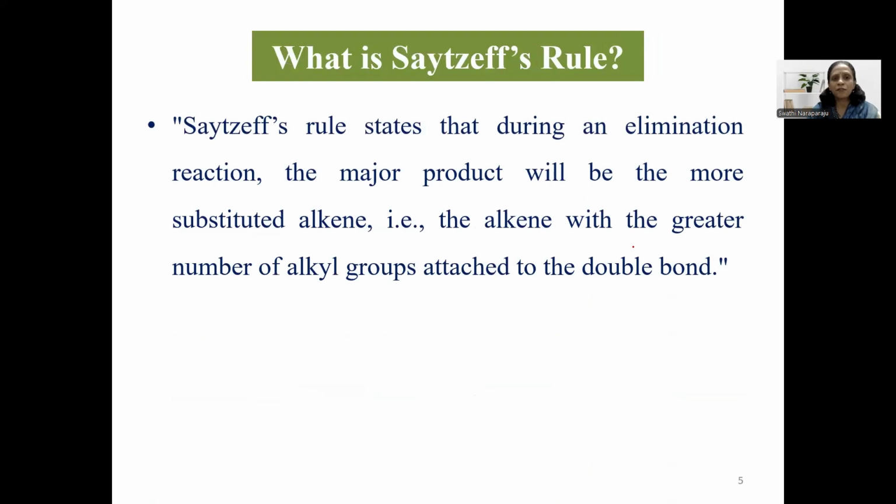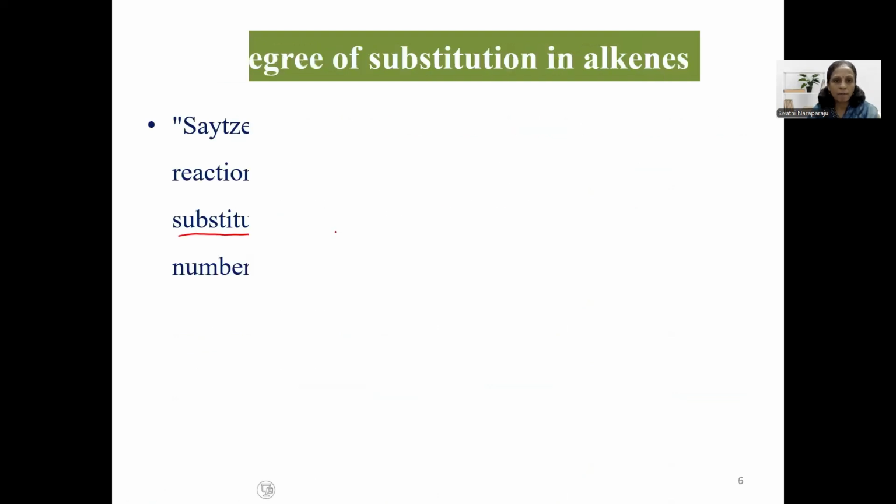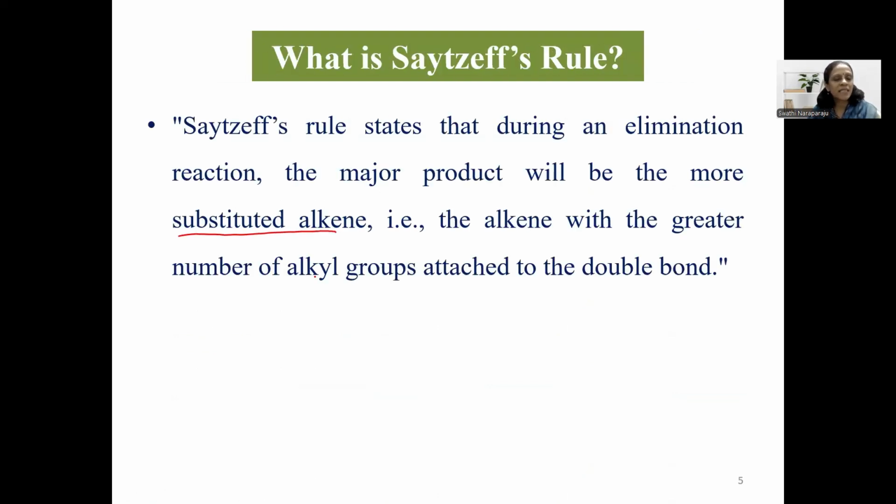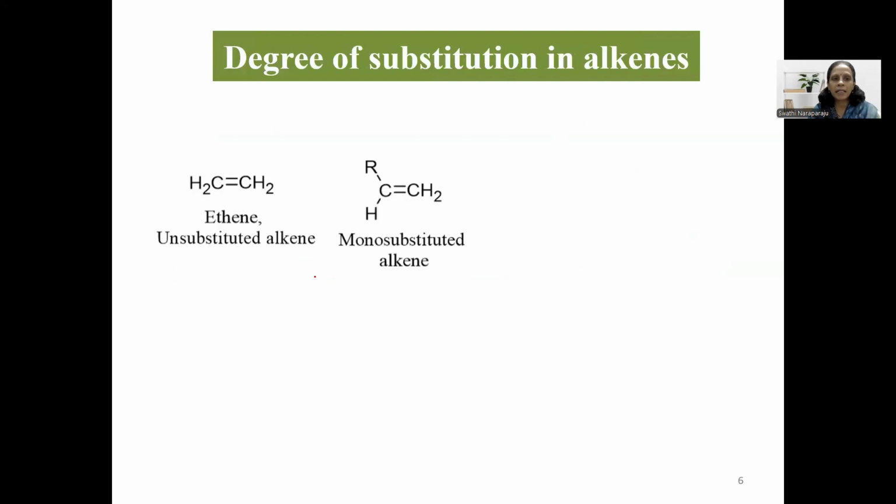Now what is the Saytzeff rule? The Saytzeff rule states that during an elimination reaction, the major product will be the more substituted alkene. That means the alkene with the greater number of alkyl groups attached to the double bond will be formed as the major product. So let me show you some examples of substituted alkenes.